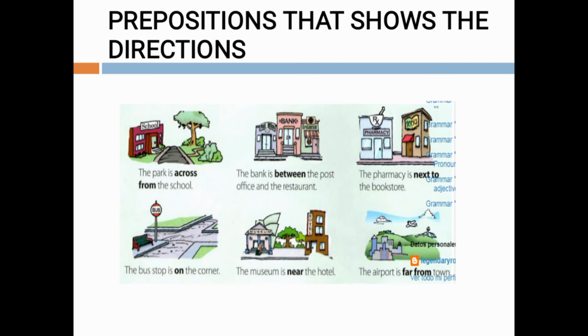Next are prepositions that show the directions. Directions you all know, that is, it will tell you in what way it has to be. That is across, or in between, or next to, or on or near or far away, like that. It shows the directions. See the examples. The park is across from the school. The bus stop is on the corner. On is the preposition. The museum is near the hotel. Near is the preposition, and it shows you the direction. The airport is far from town. So far from is one of the prepositions, and it indicates the direction.